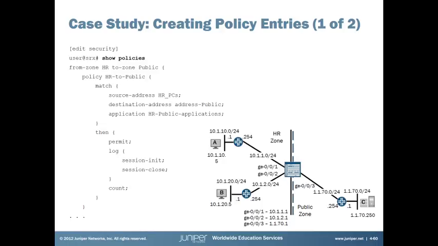And now here's our policy. So we are matching the source, which is HR PCs, which was the two PCs, PCA and PCB, because that's our address set there. Destination address is public.